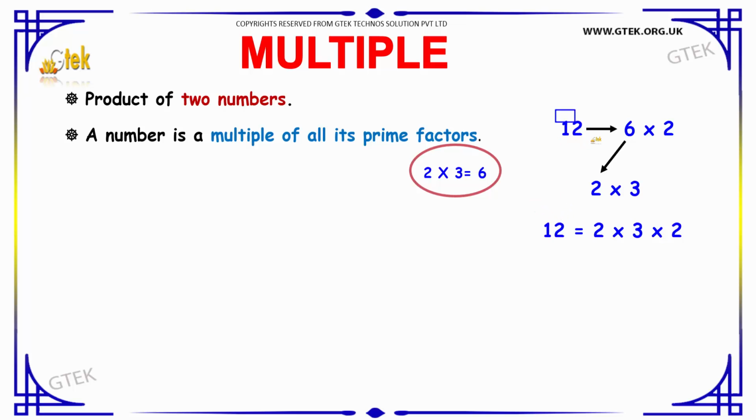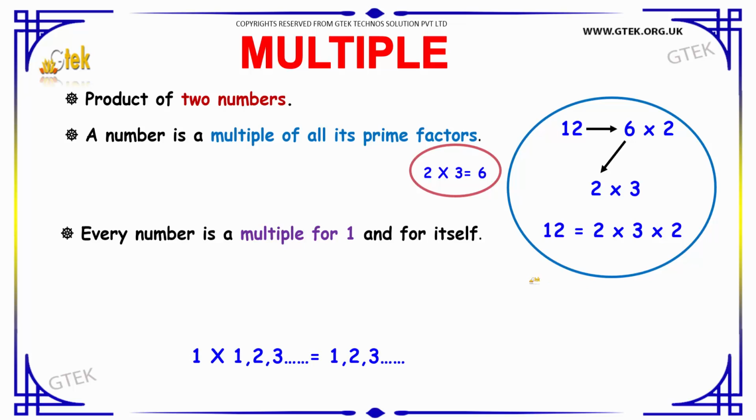Here we can write 12 to be a multiple of 6 and 2, that is 6 2s are 12, where you can further split 6 into 2 into 3. We know that 2 and 3 are prime numbers. So replacing 6 with 2 and 3, we can write 12 is equal to 2 into 3 into 2. So this makes the factors of 12 to be prime, and hence the factors are known as prime factors, and they can't be simplified further.